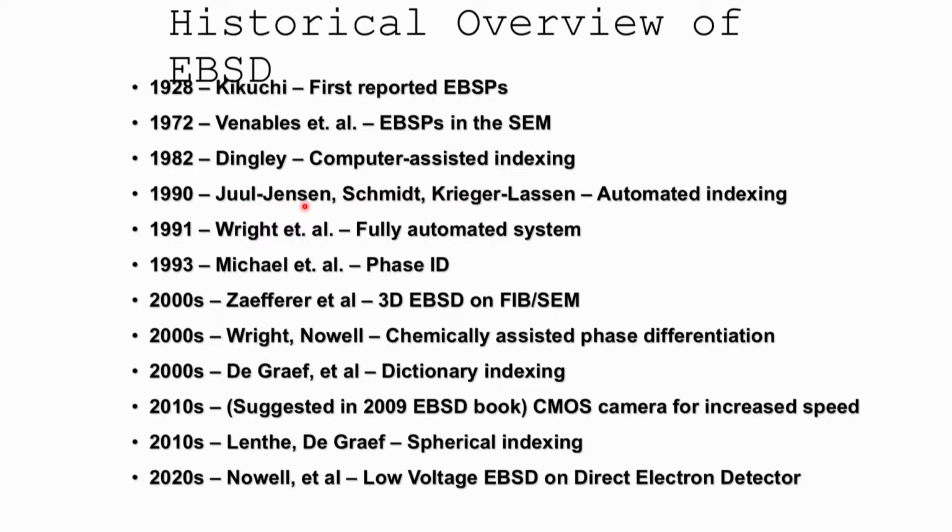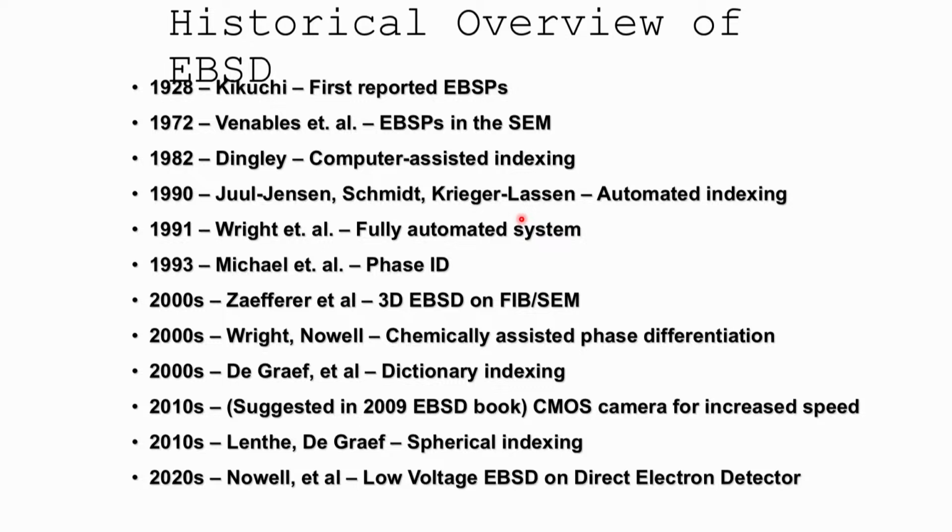Juul Jensen and Niels Krieger Lassen in Denmark came up with the automated way to do the Hough transform indexing. Joe Michael at Sandia National Lab looked at phase ID a lot, but he was really worried about pattern quality, so he was able to figure out how to get really nice quality patterns. Stefan Zaefferer and Stuart Wright and some others did 3D EBSD with the FIB-SEM, and Wright and Nowell did the dual scanning with EBSD and EDS together.